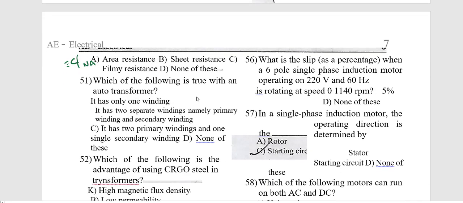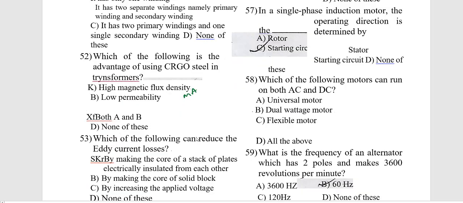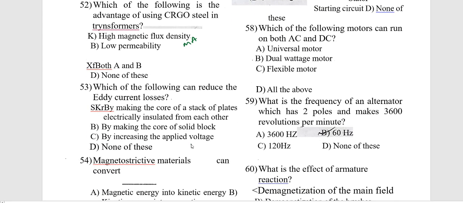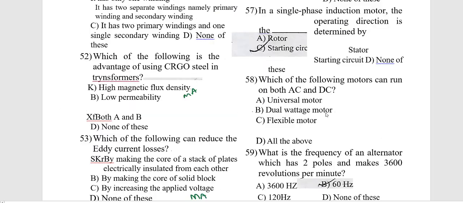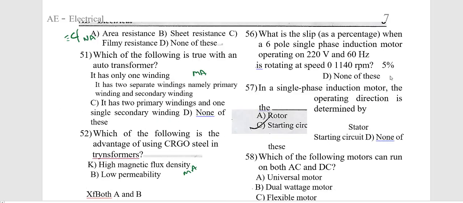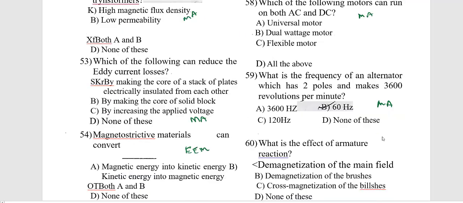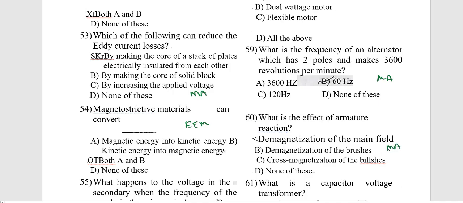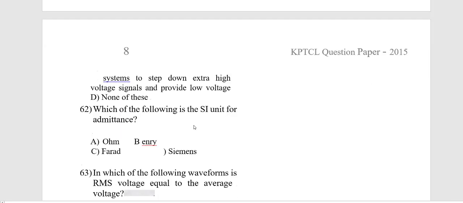Which of the following is true with auto transformer? So machines, machines, magnetostrictive materials, so electrical engineering materials. 56, again machine. 55, again this one, what happens to voltage inside? Again machines. This is basic.